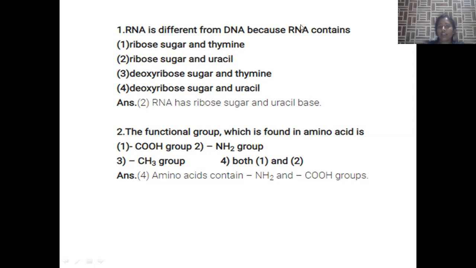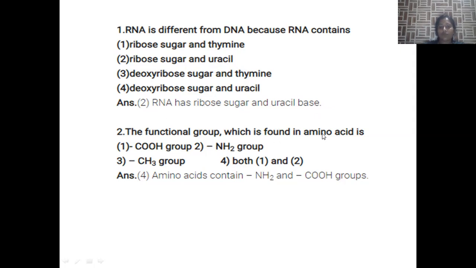That's why RNA is differentiated from DNA due to the presence of this uracil. Except this, all the remaining are correct. This is the only correct answer with respect to RNA: RNA has ribose sugar and a uracil base.